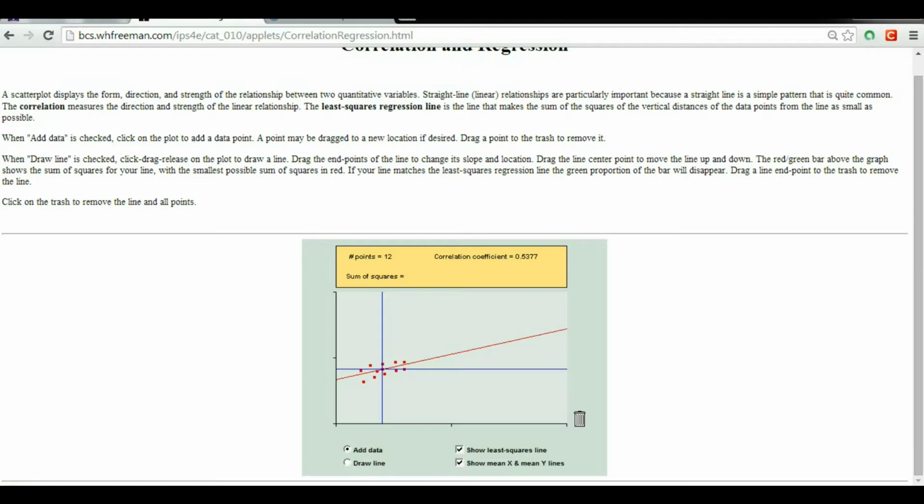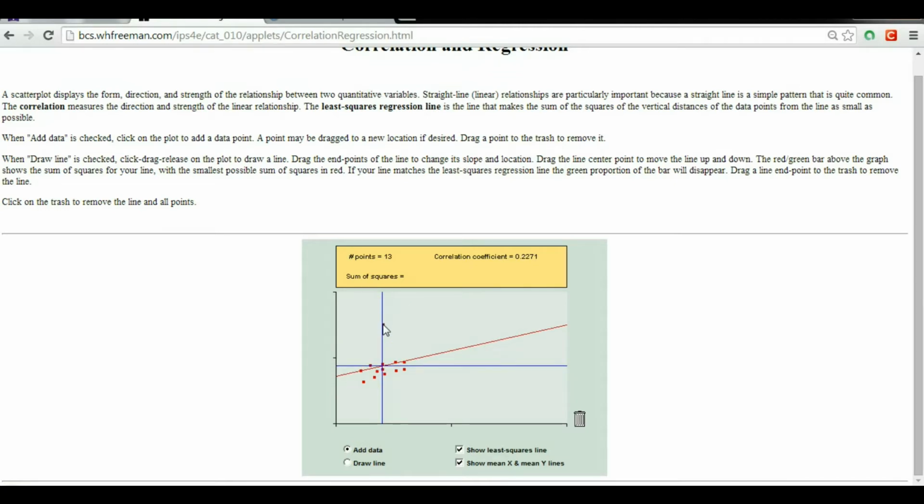Alright, so what I have here is a scatter plot. And what I drew in is the mean point. Okay? And that mean point is right here, right in the middle. So I'm going to add a point right up above the mean point.